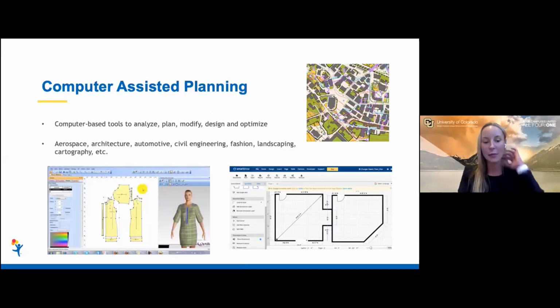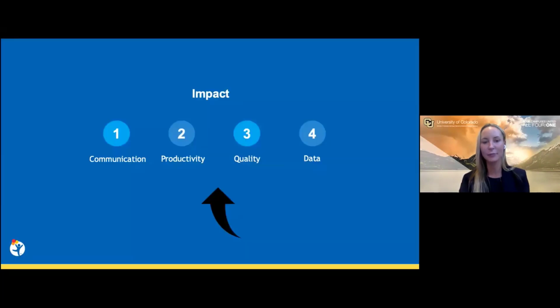So CAP is basically used across multiple industries to facilitate accuracy, precision, and further the advancement of technology. But really looking at it from a business perspective, you want it to do something. You want it to impact an improvement in communication, productivity, quality, or data, providing you with more information. I think these are pretty reasonable evaluative tools for the technology, and we'll look at its impact on each of these.